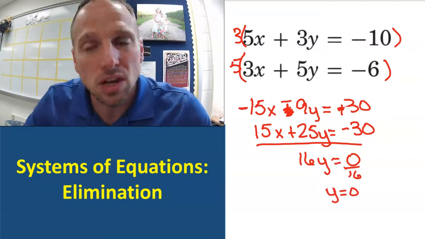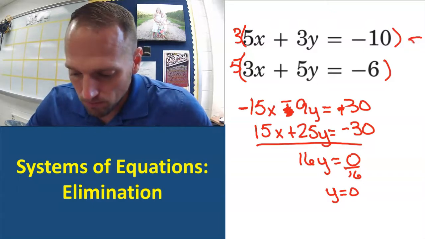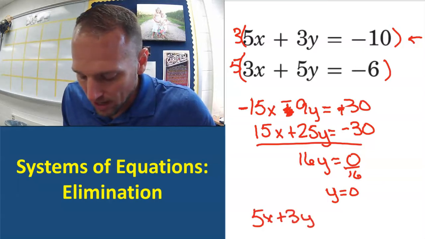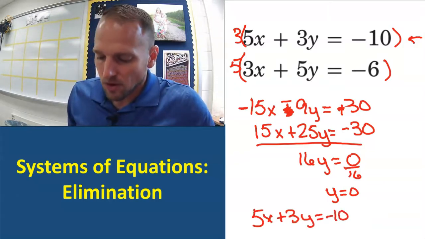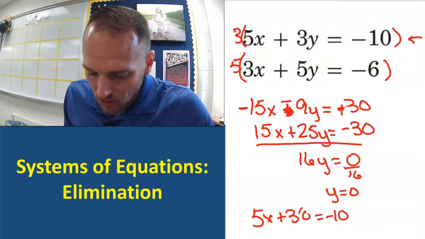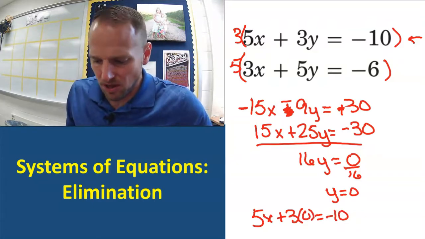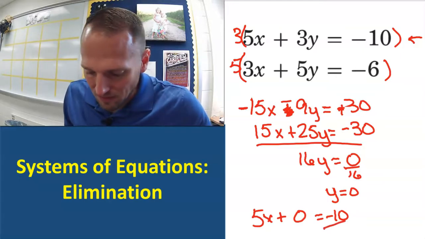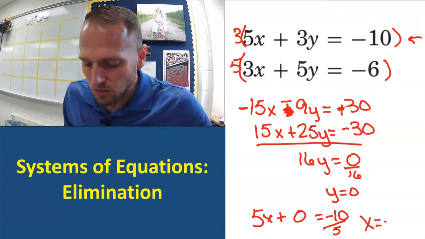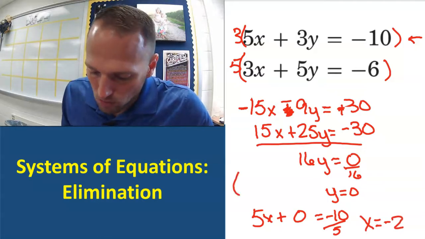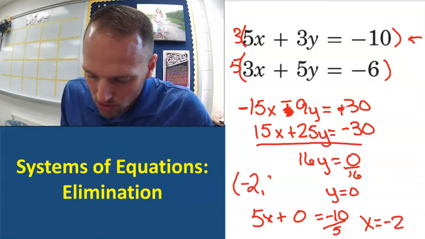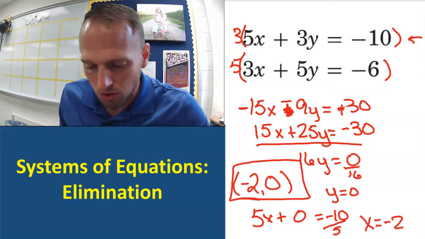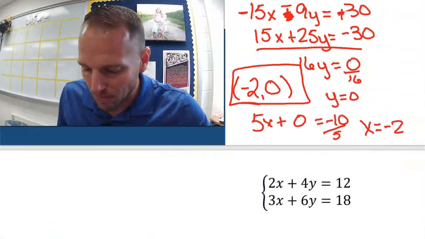Now, choose whatever equation you like. I like the top one. So I've got 5x plus 3y equals negative 10. Substitute 0 in for y. So I've got 3 times 0. Well, that's just 0. So I've really got 5x equals negative 10. I divide by 5, and I'm going to get x equals negative 2. So my ordered pair, my solution here, is going to be negative 2, 0. X always goes first. Negative 2, 0. That's my solution. And that's the one solution that works for both the top and the bottom equation.